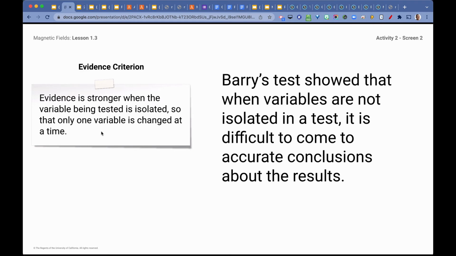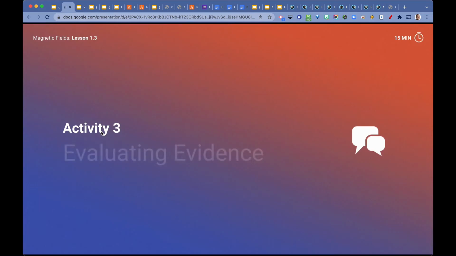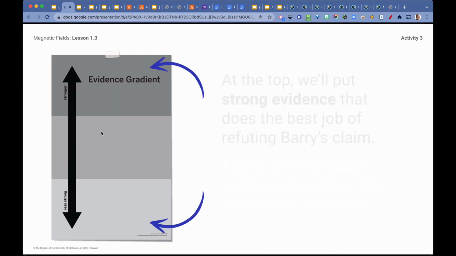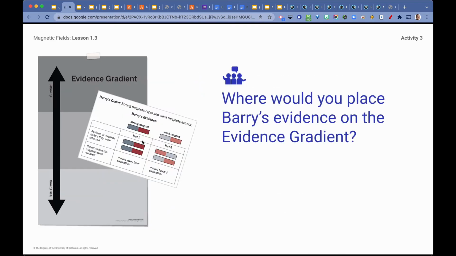changed at a time. So Barry didn't really do that, because if we take a look at it, let's look at it real quick. There we go. Barry, between test 1 and test 2, he used different strength magnets, and also he changed the alignment, so he didn't isolate the variable of the magnetic strength. So this was not strong evidence that he created. We don't know if the results were due to the fact of the magnet strength or the alignment of the magnets. So this is poor evidence, basically.